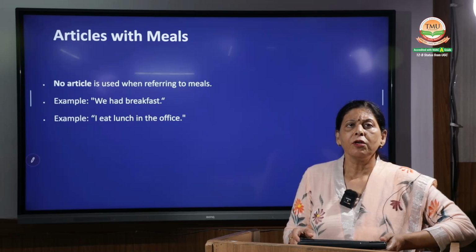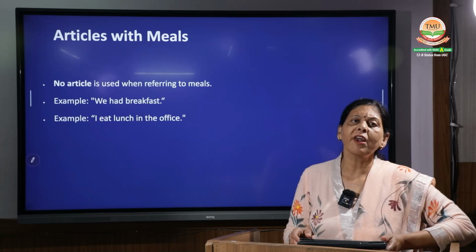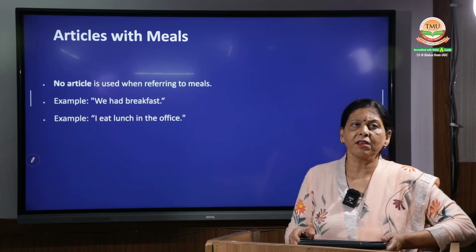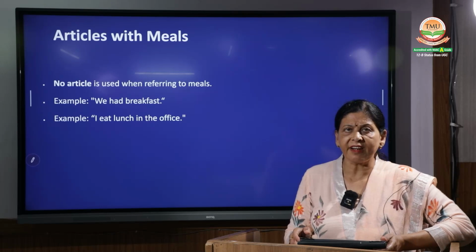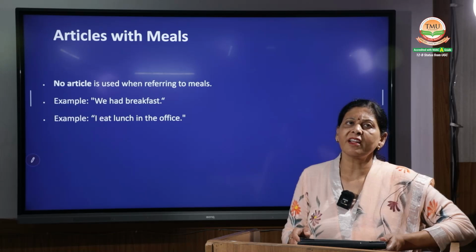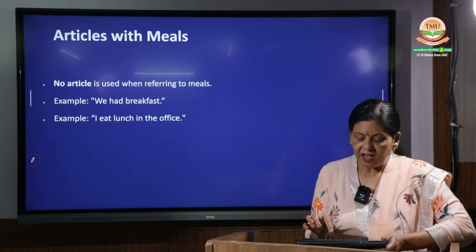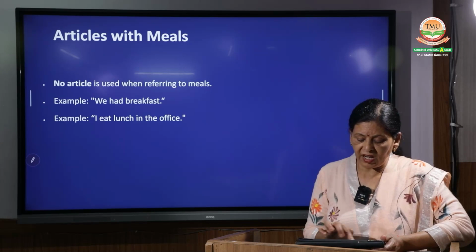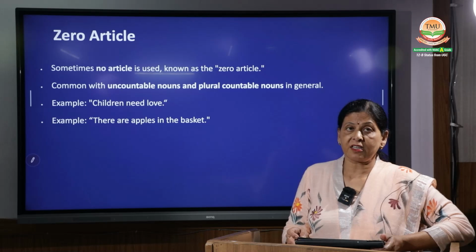I went to dinner with my friends. I'll come home for lunch. I will have my breakfast in the balcony. So you can see that I have given you examples of three sentences, and in all three sentences no article is required. So we need to keep in mind that articles are not placed before the names of meals.